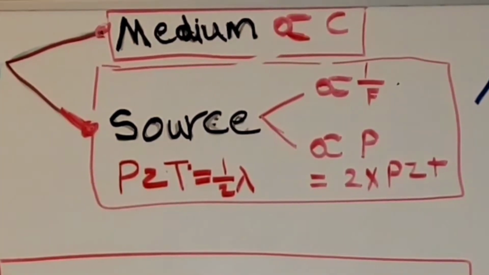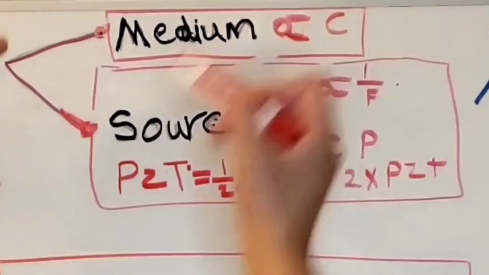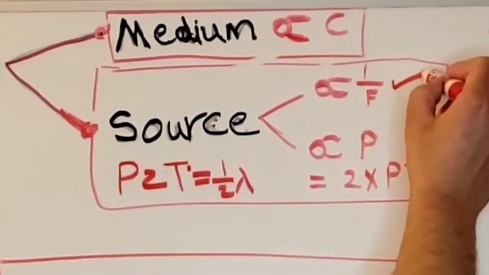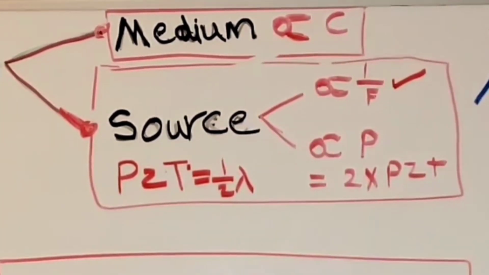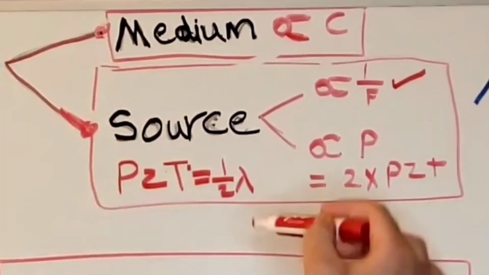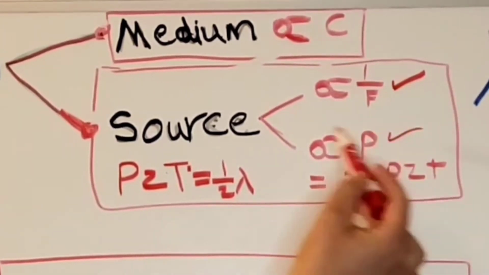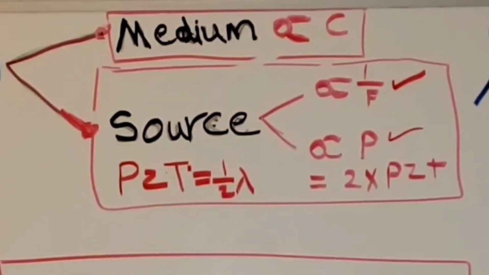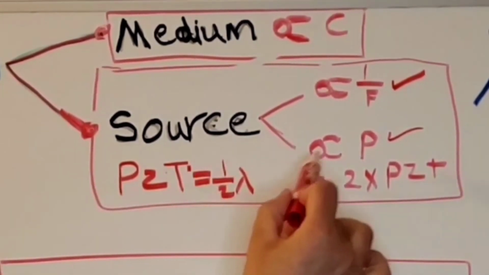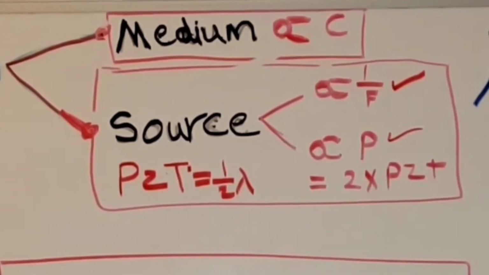So now we learn that the wavelength is dependent on the medium because it depends on the speed, and also depends on the source because it depends on the frequency, which depends on the source, because the frequency comes from the transducer. By changing the transducer, you can change the frequency, and also you can change the period. That's why it depends on the source. And it also depends on the source in another way because it's equal to twice the active element thickness.